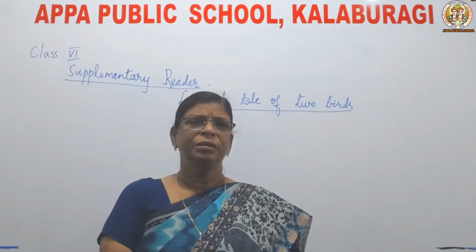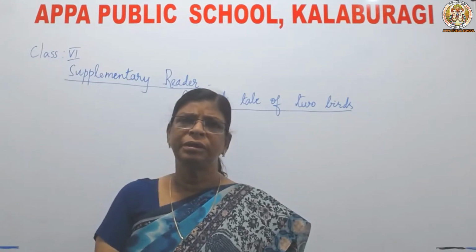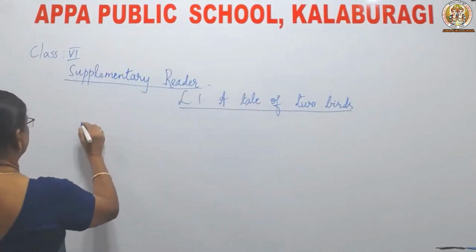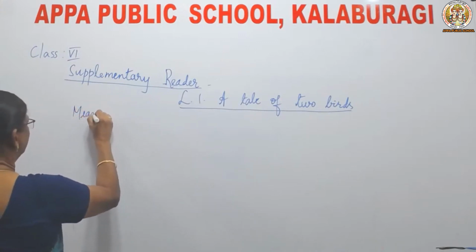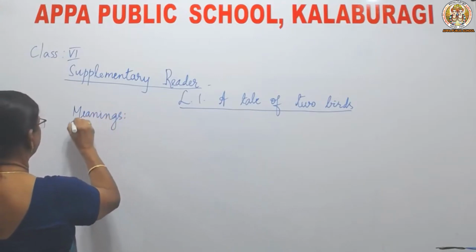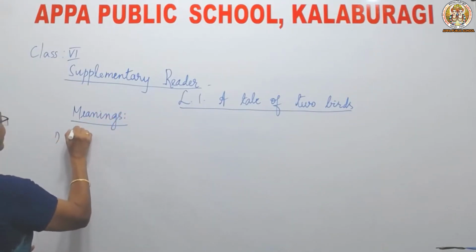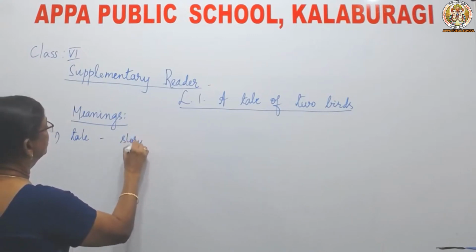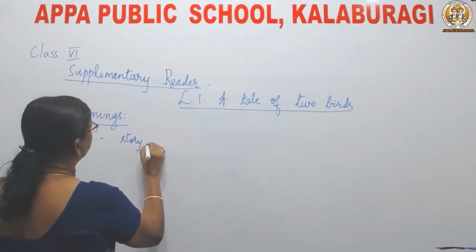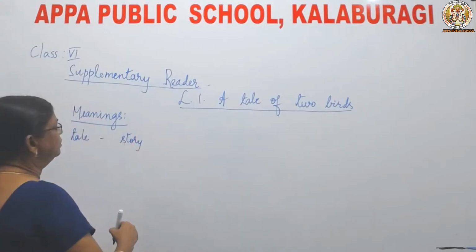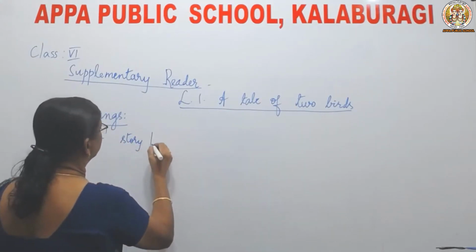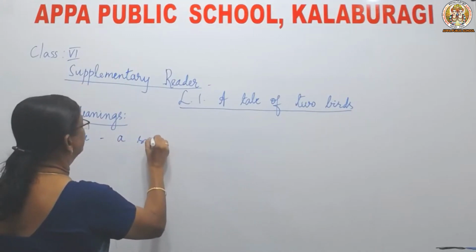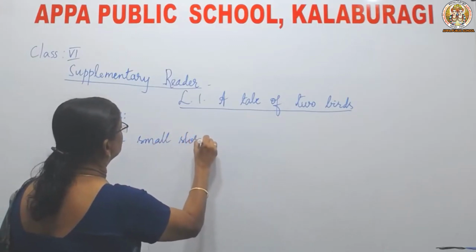Now, it is about a tale of two birds. What do you mean by tale? A tale means a small story. Meanings. You write now. While explaining, I will tell you the meanings to help you understand fast. That is tale. It means a story, or tale means a small story. Tale means a small story, a small story or a short story.